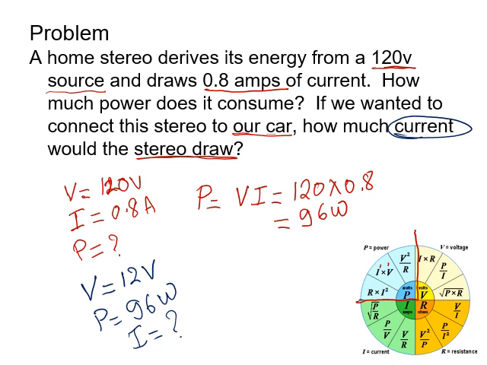So I'm going to go into our circle. I'm interested in calculating I. I'm in this quadrant. So I have I, and then I have P and V. So I is equal to P divided by V. Okay, and then it's going to be 96 watts divided by 12 volts. And I believe 96 divided by 12 is going to get you 8 amps. I will be equal to 8 amps.